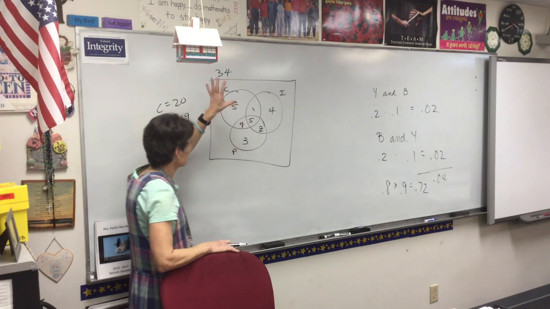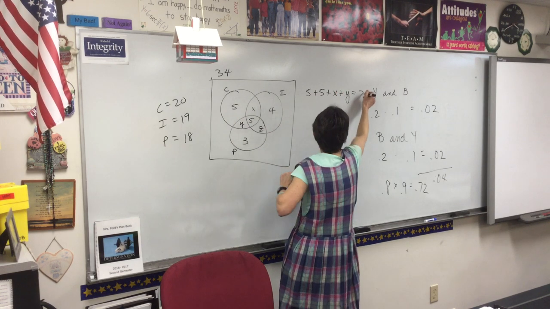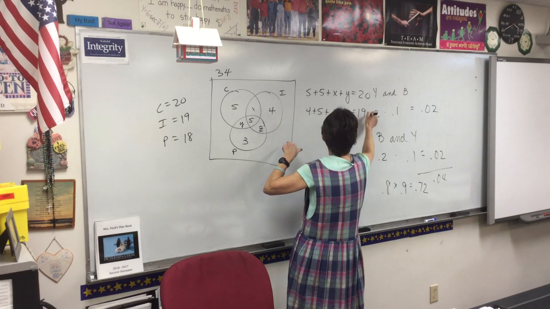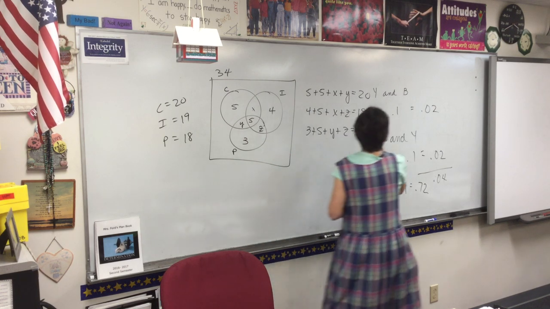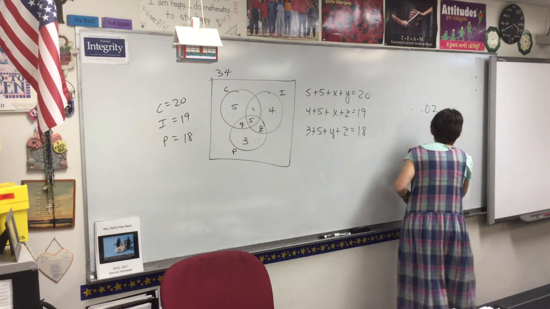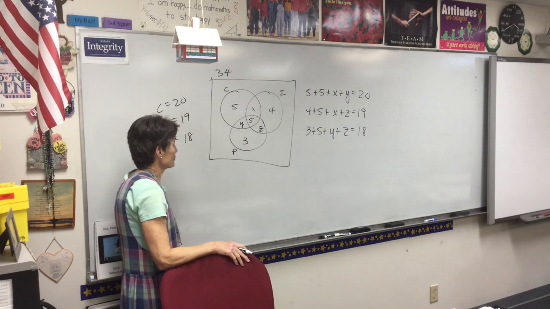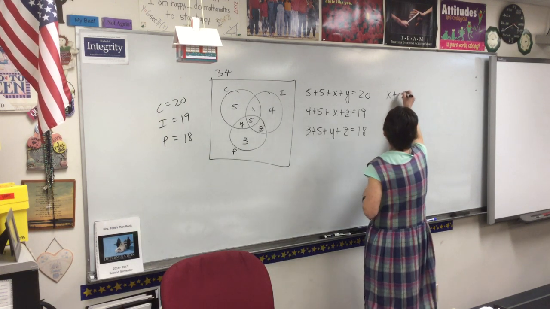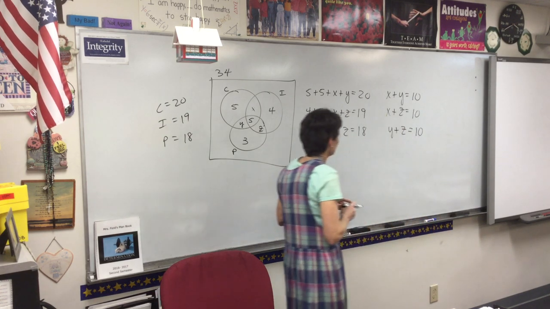So we'll set up some equations. The C equation is 5 plus 5 plus X plus Y equals 20. And the I equation is 4 plus 5 plus X plus Z is 19. And 3 plus 5 plus Y plus Z equals 18. Do those equations look all right to everybody for the circles? All right, let's clean them up. X plus Y equals 10. X plus Z equals 10. Y plus Z equals 10. That's interesting. Okay. It's all good.